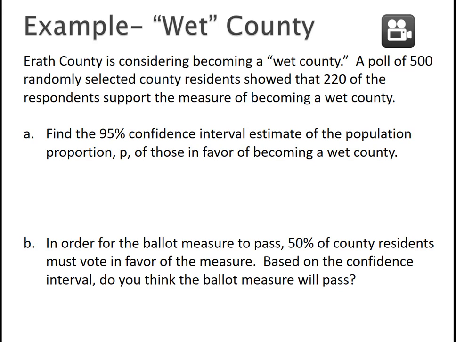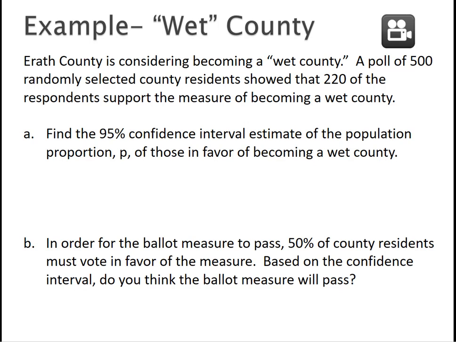Hi class, in this video we'll be doing the example wet county. Erath County is considering becoming a wet county. A poll of 500 randomly selected county residents showed that 220 of the residents support the measure of becoming a wet county. In part A, I want to find the 95% confidence interval estimate of the population proportion P of those in favor of becoming a wet county.